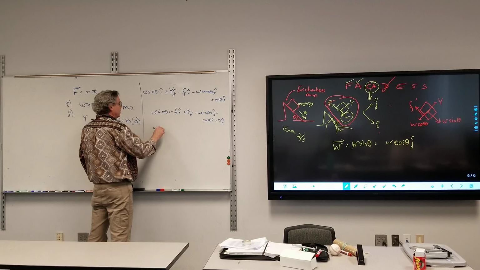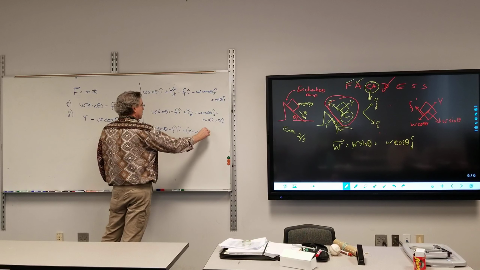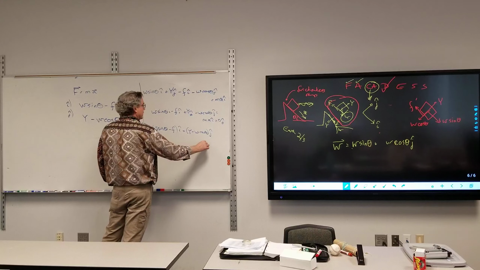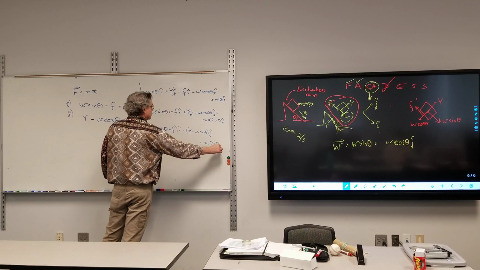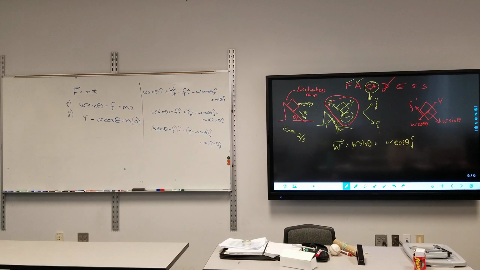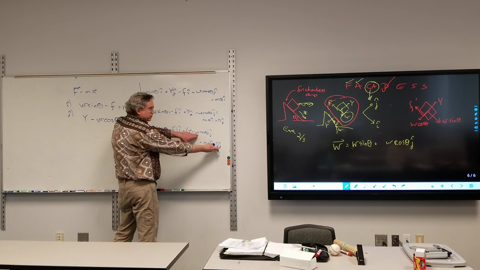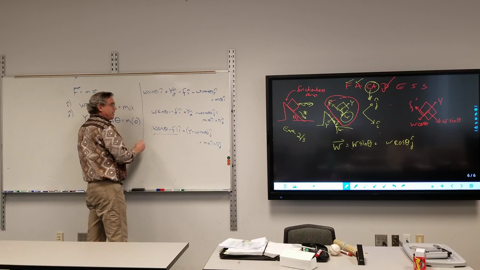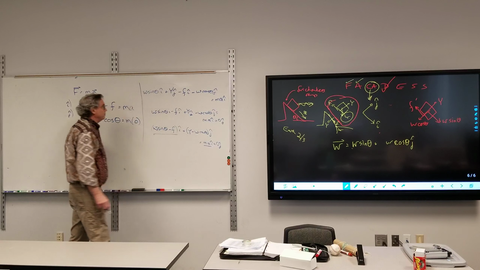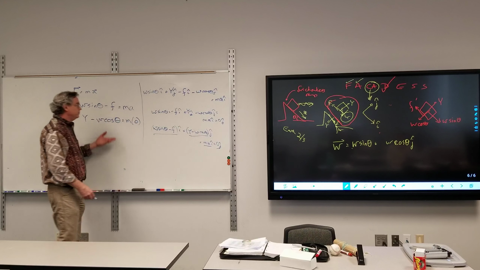W sine theta minus F i hat plus Y minus W cosine theta j hat is equal to ma i hat plus 0 j hat. I have these equations. i hat and j hat are independent of each other, at a right angle. If this is true, then the i hat parts must be equal and the j hat parts must be equal. In other words, W sine theta minus F must be equal to ma, and Y minus W cosine theta must be equal to 0.